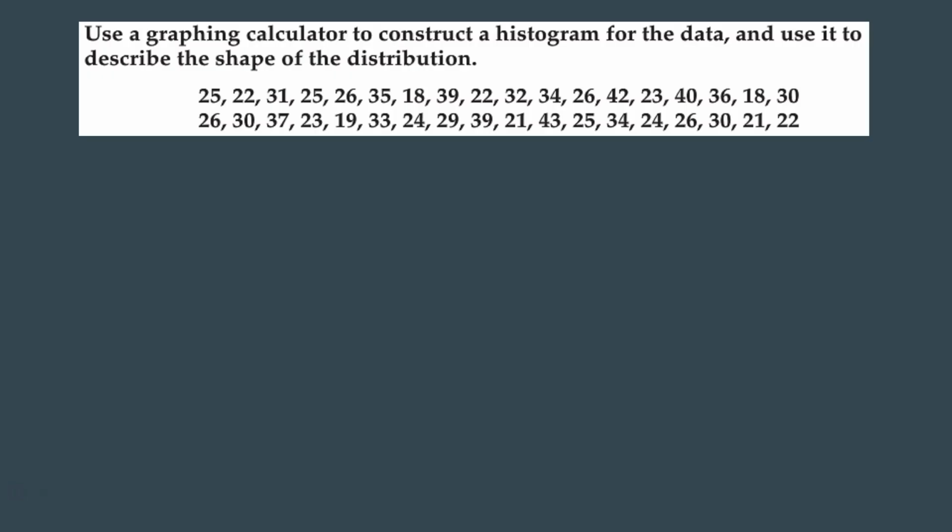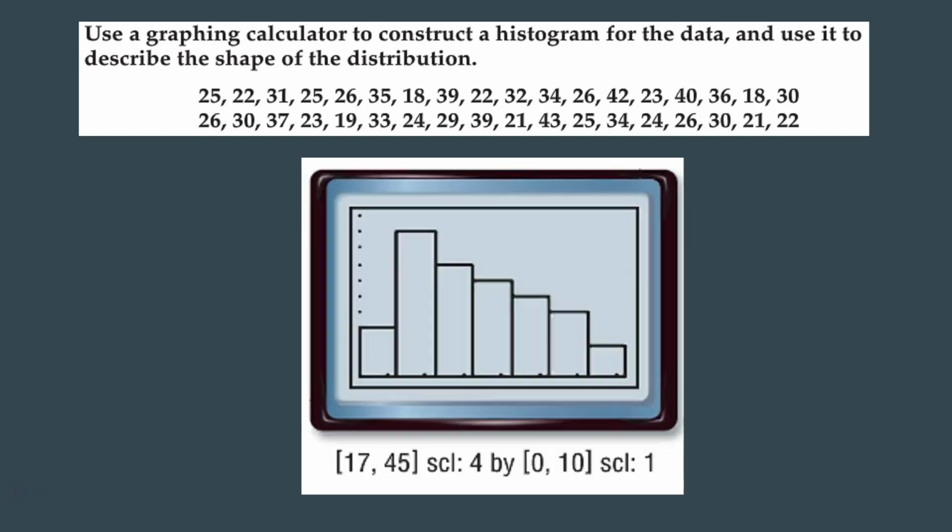Alright, so for this problem, they want us to use a graphing calculator to construct a histogram of the data and use it to describe the shape and the distribution. So if we plugged in all these points into the calculator, we would get something that looks like this. If we're looking at this graph, we're going to see that it's positively skewed. Remember, the tail is going to be over here, on the right hand side, so we know it's going to be positively skewed.